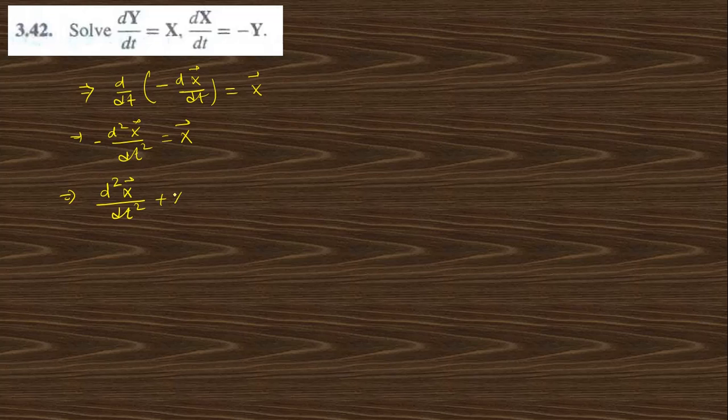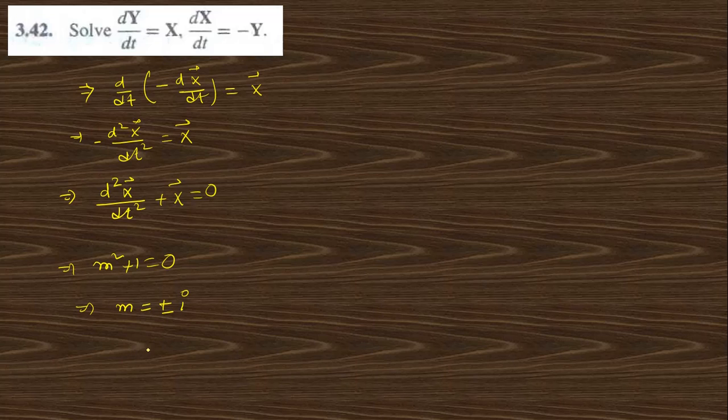Go to the next question. Solve this equation, put the value of dy/dx. So dy/dt is nothing but minus dx/dt, equal to x vector. So this becomes minus d2x/dt square equals x vector. So this will be d2x/dt square plus x vector equals 0. The auxiliary equation will be m square plus 1 equals 0. So m equals plus minus i.